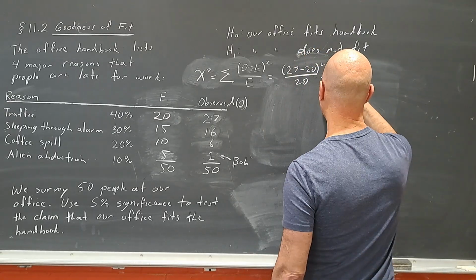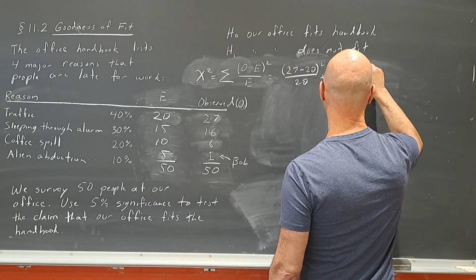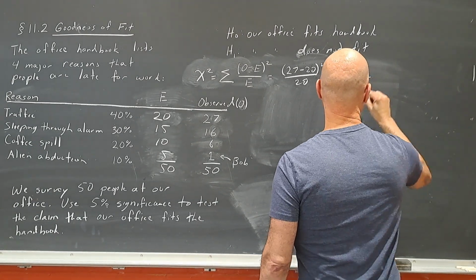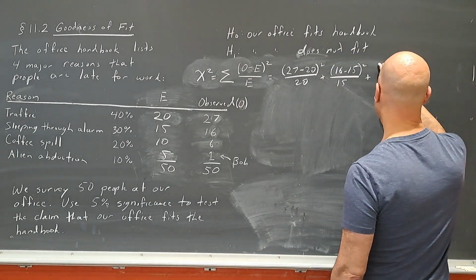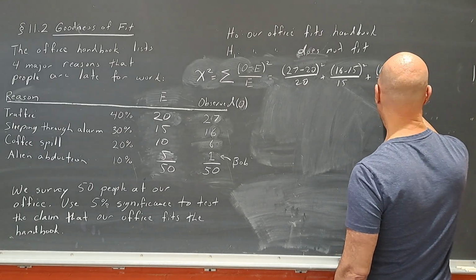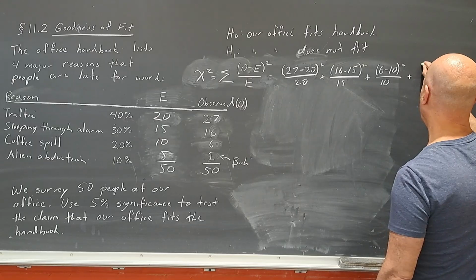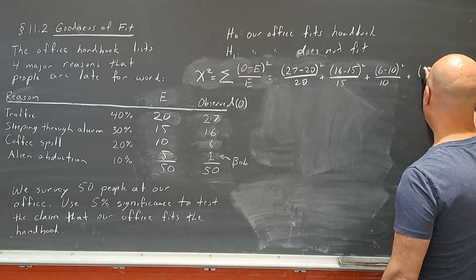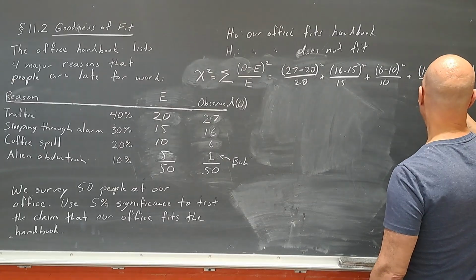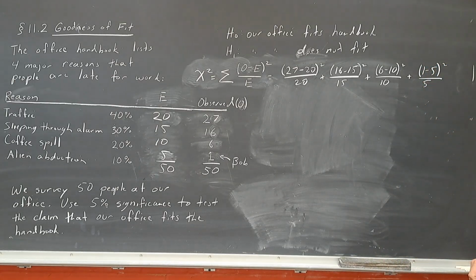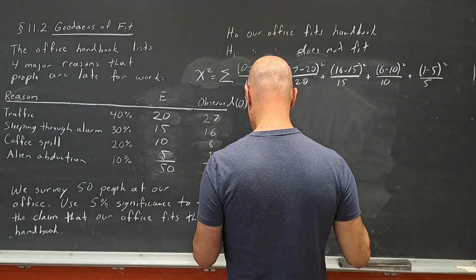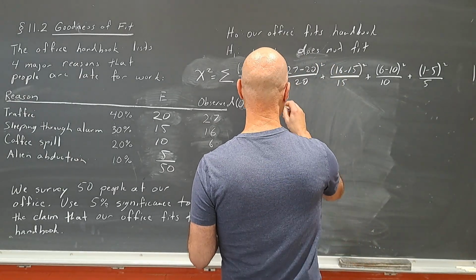In the second category, we have 16 minus 15, all over 15. In the third category, we have 6 minus 10, all over 10. And in the fourth category, we have 1 minus 5, all over 5. We're going to put that into our calculator now and do a computation. And if I've done it correctly, I think we get 7.32.